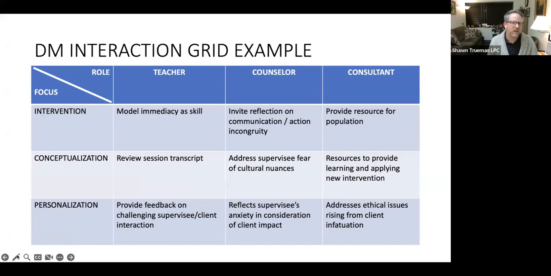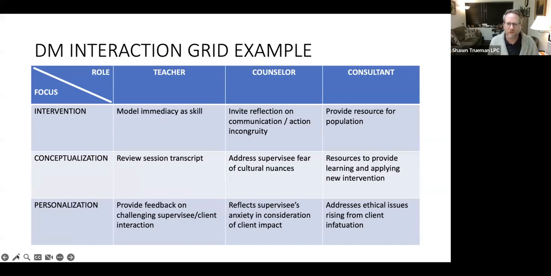So you can see as a counselor, maybe you're addressing a supervisee's fear of cultural nuances in the area of conceptualization. So any one of these 9 areas, you might find yourself interacting with your supervisee if you're working from the discrimination model. So the key here is don't get stuck in the teacher role or the consultant role.